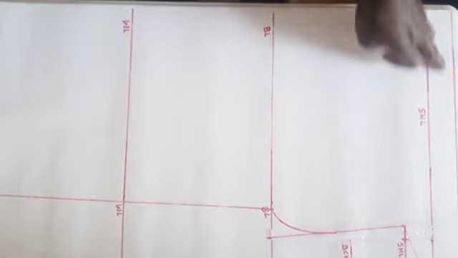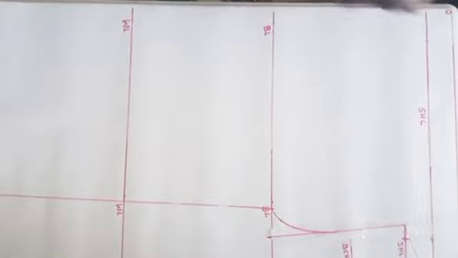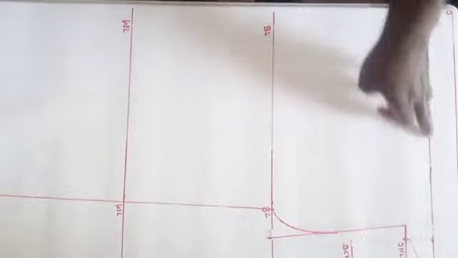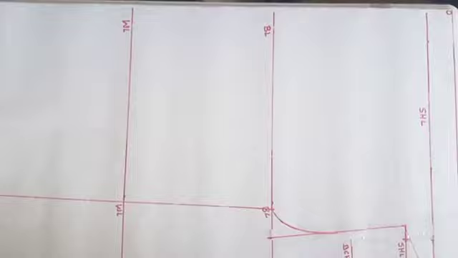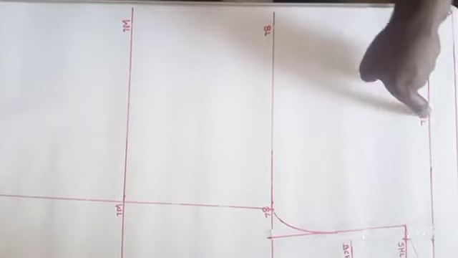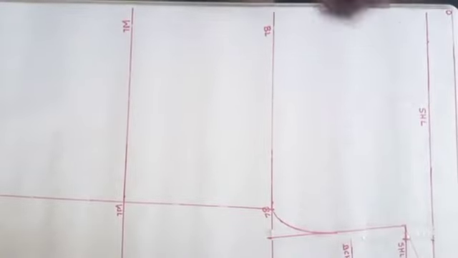So for the front bodice, we'll be starting from the top line. The top line will be our point O. Remember, we came down by 1.5 inch for the back, but for the front, we'll be starting from point O. So this line here is going to be our shoulder line. To get the shoulder line, we'll be coming down from the top line by 1.5 inch. So this is the shoulder line for the front.